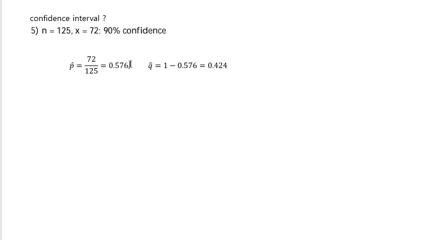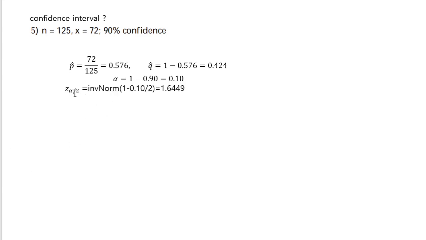Using a calculator, you get 0.576. Again, you compute the q hat by 1 minus 0.576. Again, with the calculator, you get 0.424. You already have the n. Now you need the critical value. So alpha is 1 minus 0.90, which is 0.10.